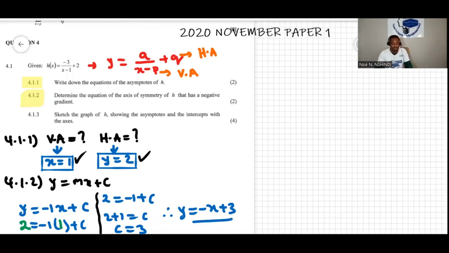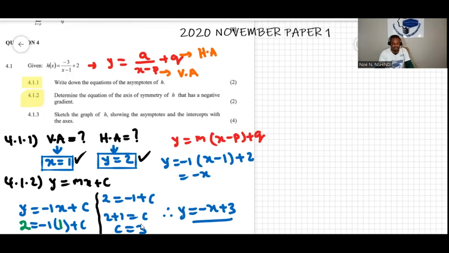Or someone else may use another formula here. Someone may write y equal to m open brackets x minus p close brackets plus q. You can use that formula also, where m is -1, x you keep as x, and then p is 1, plus 2. So if you expand this, that makes -x plus 1 plus 2. You end up with y equal to -x plus 3. So that was 4.1.2.